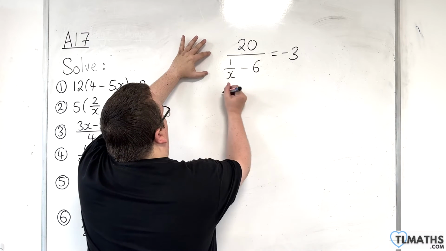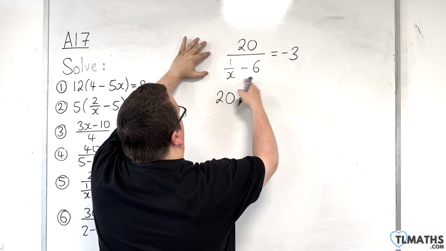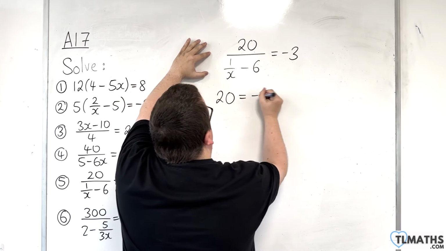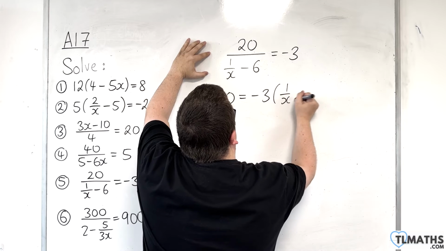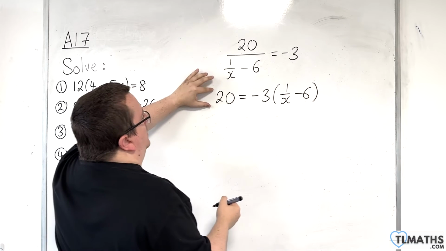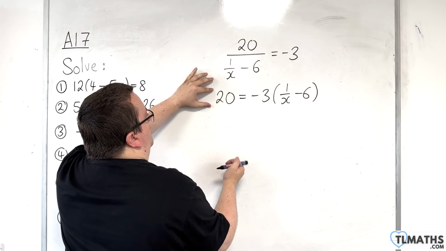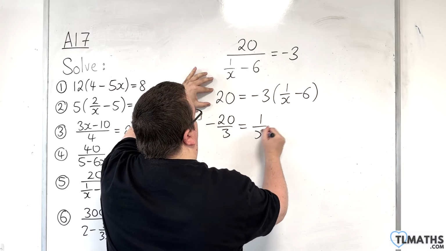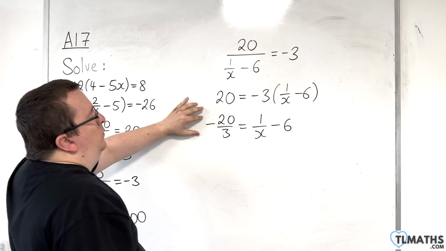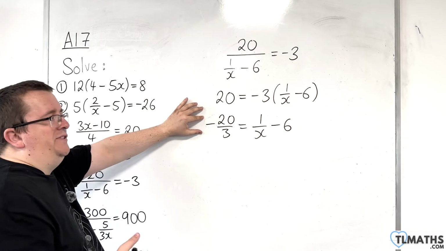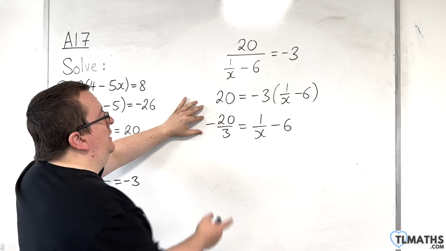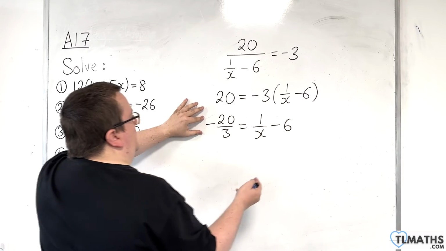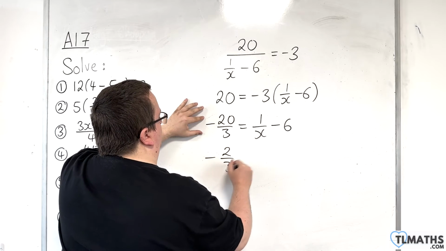So first of all, multiplying both sides by the 1 over x take away 6, like so. Then we would have divided both sides by minus 3, so minus 20 over 3 is equal to 1 over x take away 6. We then need to add the 6 to both sides. Now 6 is 18 thirds, so minus 20 thirds plus 18 thirds is minus 2 thirds.